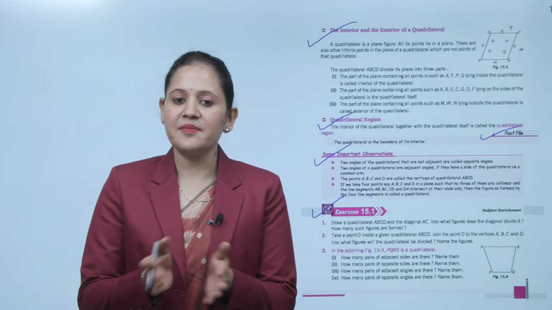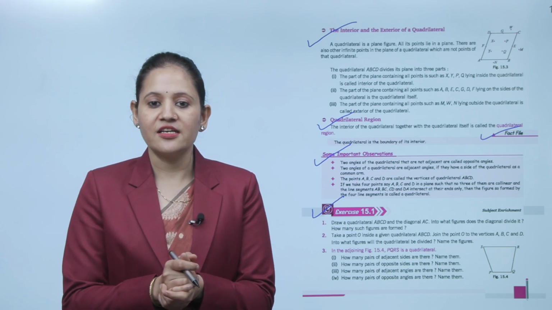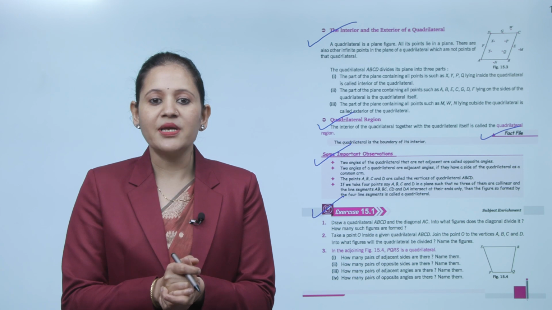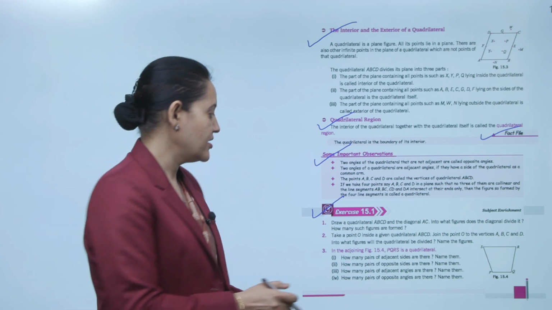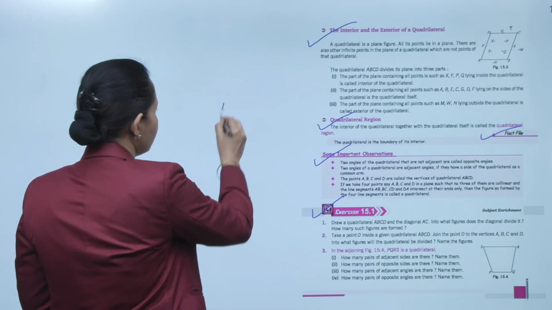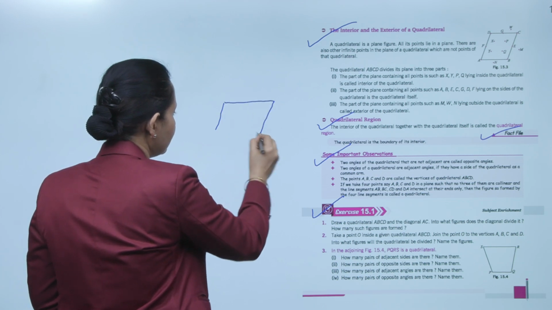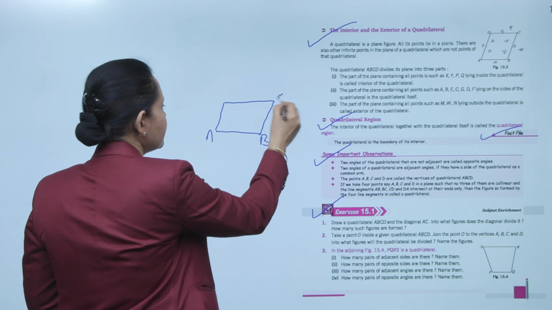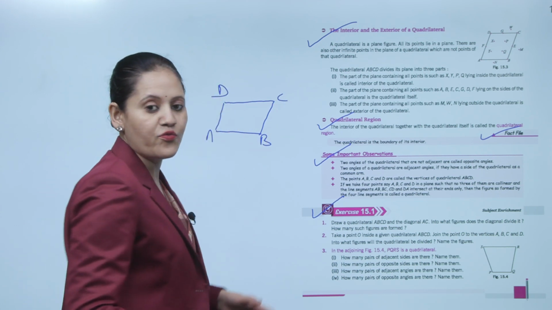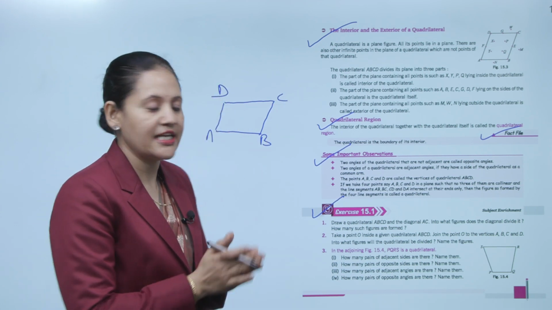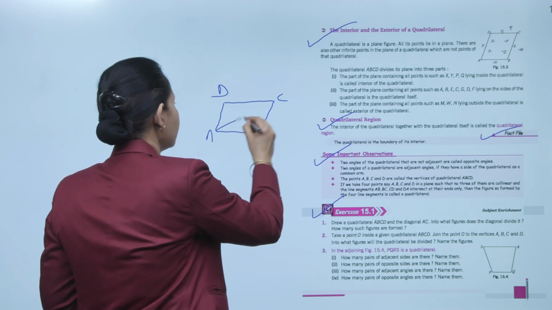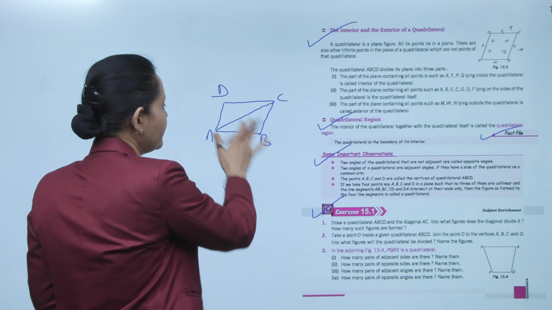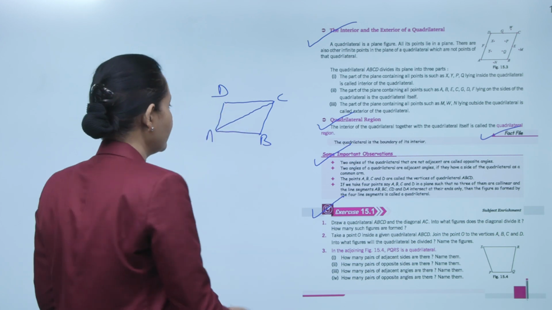Draw a quadrilateral ABCD and the diagonal AC. Into what figure does the diagonal divide it? How many such figures are formed? So, this is a quadrilateral ABCD. Now, we have to draw a diagonal AC. Clear? So, it will divide it into 2 triangles.